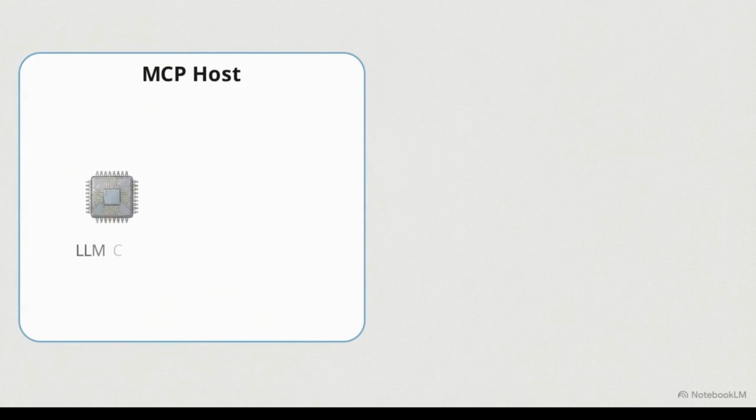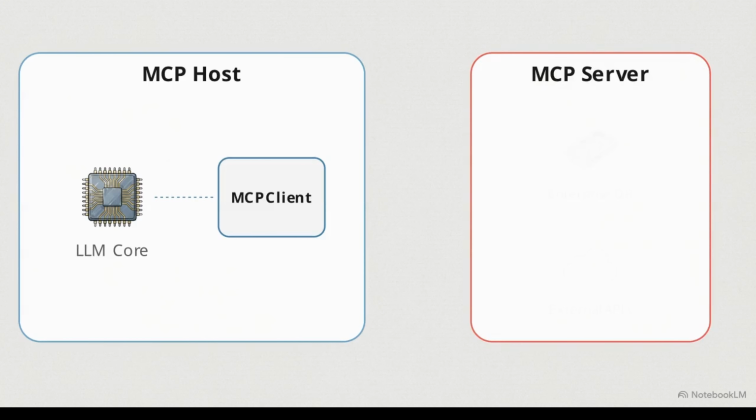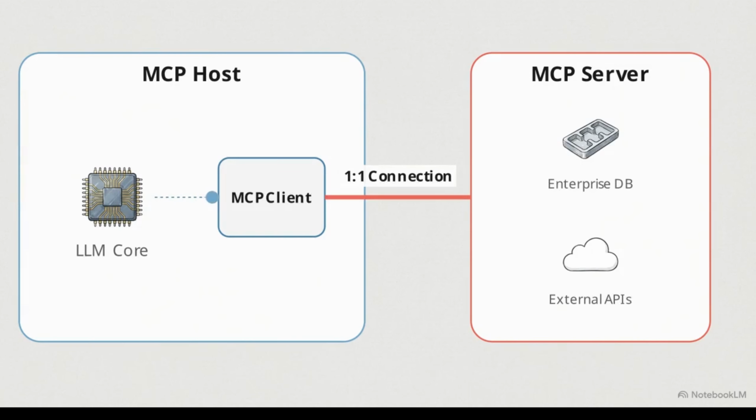into dynamic, interactive agents. The architecture starts with the MCP host, the application containing the large language model. Inside sits the MCP client, translating external communication. Outside, the MCP server connects to local or enterprise databases, exposing capabilities. MCP enforces a strict one-to-one connection between client and server.